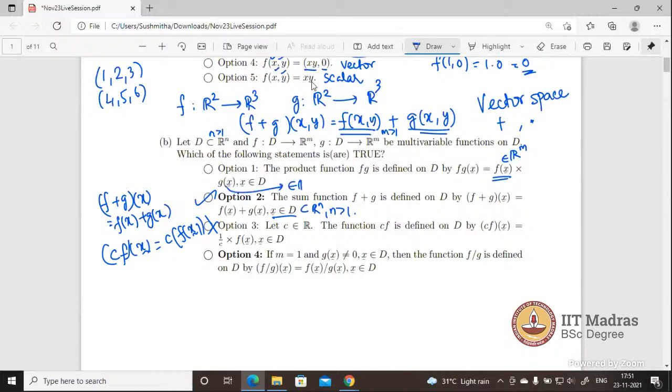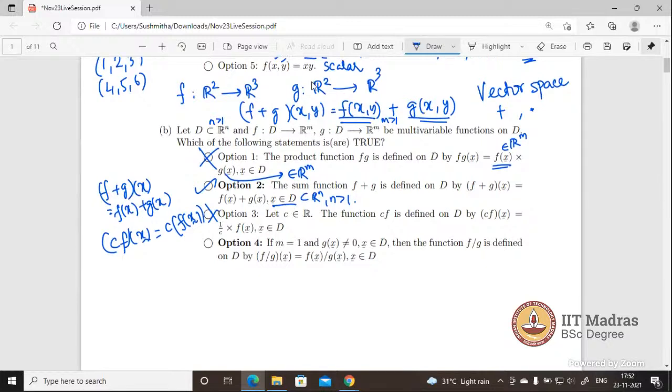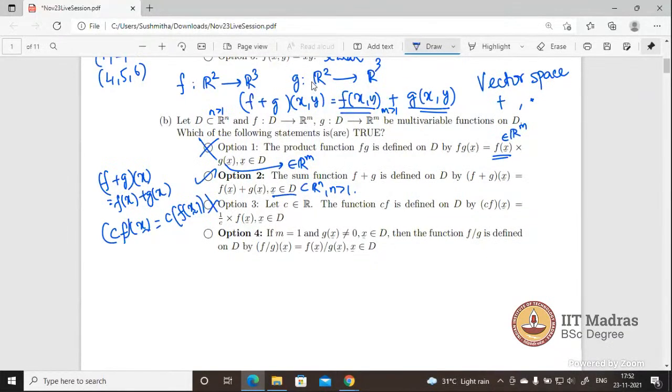Similarly, g of x belongs to Rm. Yes or no? Yes, ma'am. So I don't know how to multiply two vectors. Product of two vectors is not known. So the product function fg is not defined this way. In fact, you cannot even talk about the product of vector valued functions because you don't know how to multiply vectors. And option 4 says if m is equal to 1.